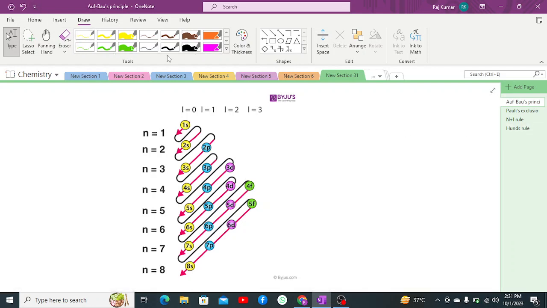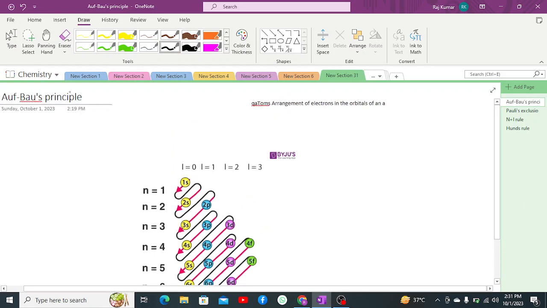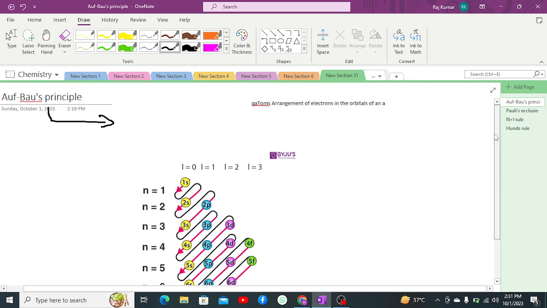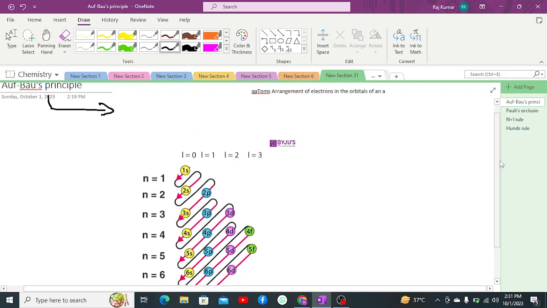Now, the first principle was presented by a German scientist and named Aufbau's principle. Aufbau literally means building up. Aufbau's principle says that electrons are filled from the relative energy of lower orbitals to higher orbitals, which means that electrons with the lowest energy will be filled first, after which the electron with the highest energy will be filled.